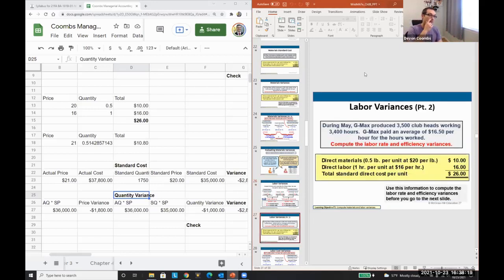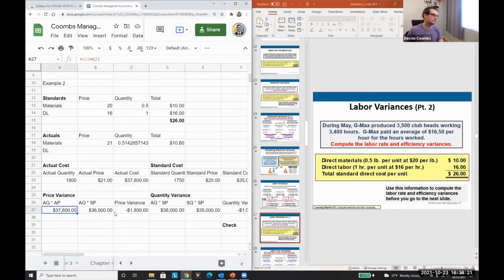So now they give us some labor information. So we can plug it in here. We paid an average of $16.50 to our workers. So we're paying more than our standard. We can see that. And they worked 3,400 hours on the 3,500 clubs. So we could do 3,400 divided by 3,500. So we actually worked per unit a little less. This is kind of our per unit amounts.